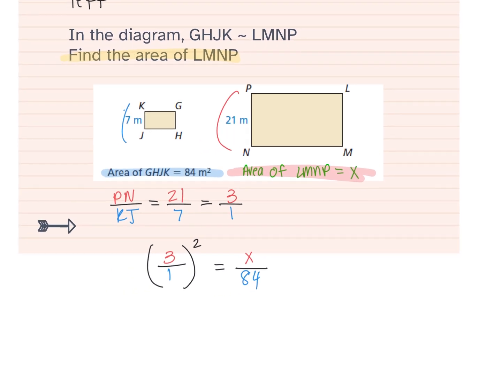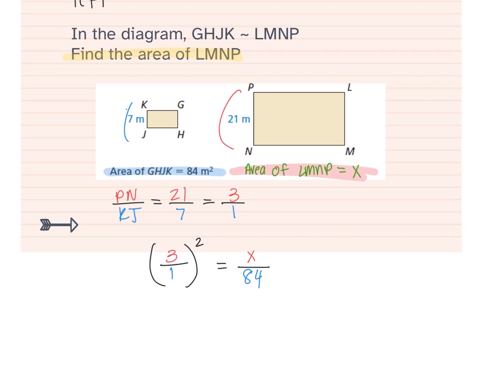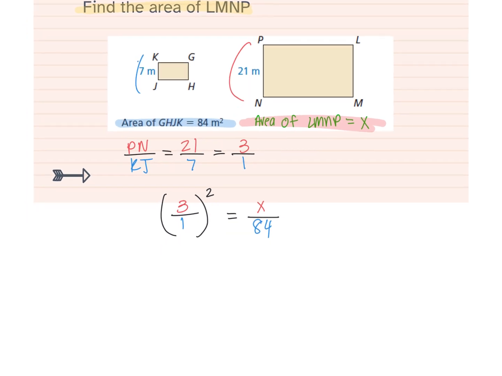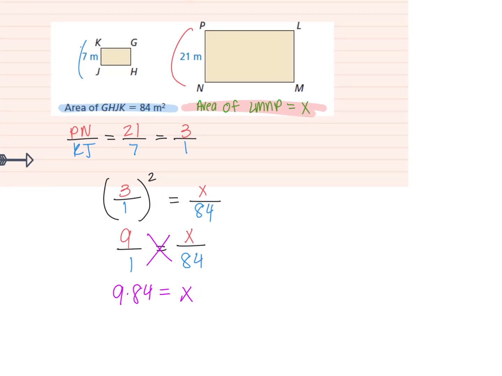So what is 3 squared? Remember, it's not 3 times 2. It's 9. Good. It's 3 times 3. I'm going to get 9 over 1 equals X over 84. Now what do you think I should do? Good. Cross multiply. So I'm going to get 9 times 84 equals 1x. I'm just going to represent it as x. Someone asked me, are we going to get a calculator? No. How do you multiply 9 times 84? Just write it out.